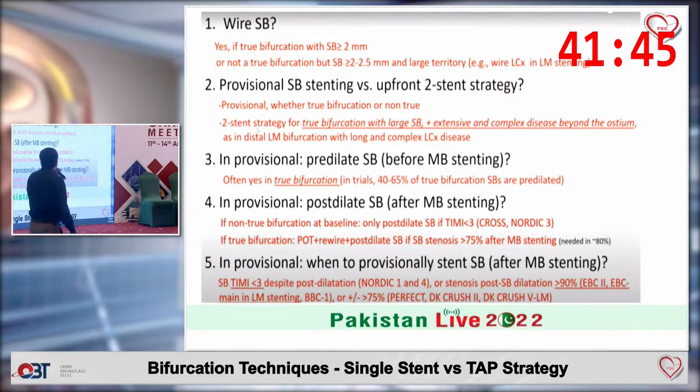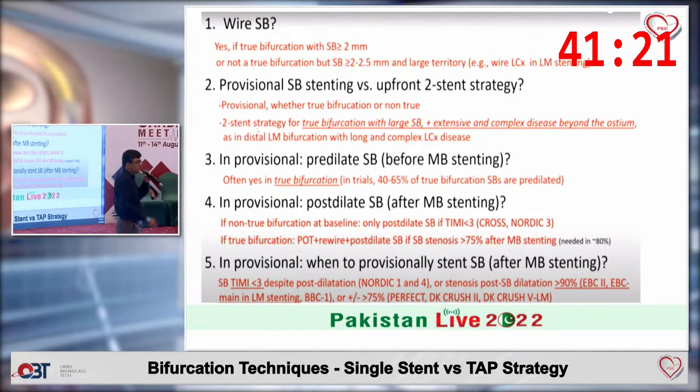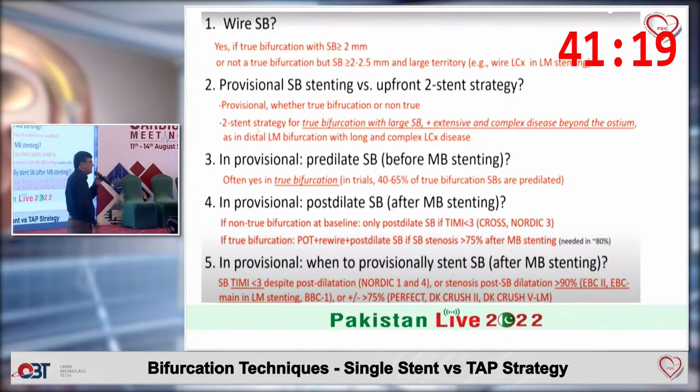So provisional side branch stenting versus upfront, we went across all those trials. Provisional, whether true bifurcation or not. Two-stent strategy only for true bifurcation with a large side branch, and extensive and complex disease beyond the ostium, as in distal left main, and with long and complex circumflex disease at times. If it's a dominant circ with a large OM issuing, and there is large disease at the ostium of the OM branch of more than 10 millimeters, it's better that you go upfront with a two-stent strategy.